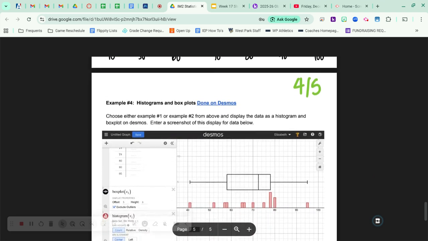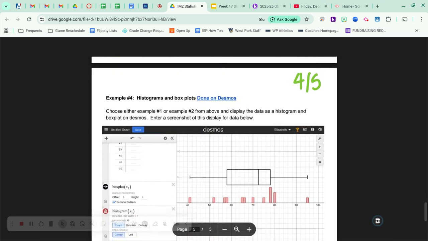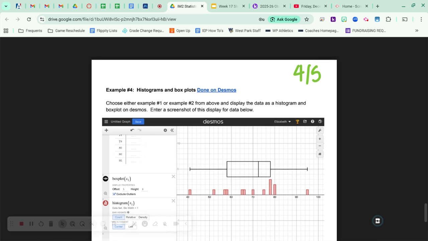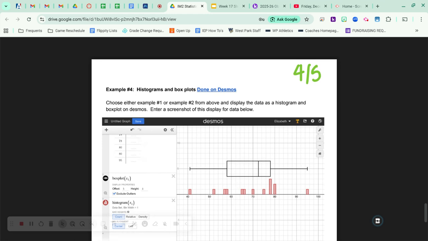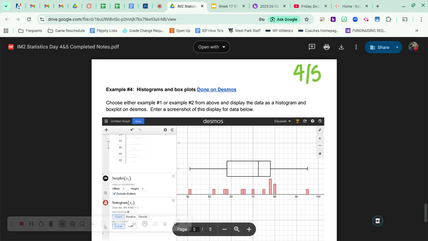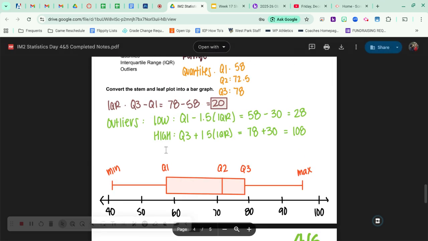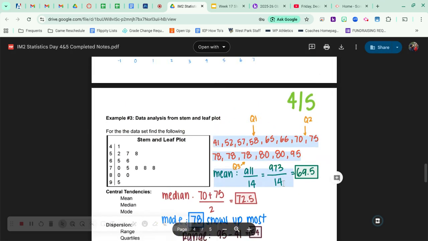Now, for how to do the histograms and box plots, I'm going to attach a separate video so you can watch it. It's only, I think, 3 minutes long or so. Watch that video to see how you can do a box and whisker and a histogram on Desmos. I'll also show you in that video how to really quickly find the mean and the median just by inputting your data into a table, and it will automatically calculate all of those things for you instead of having to do it by hand like we did up here.